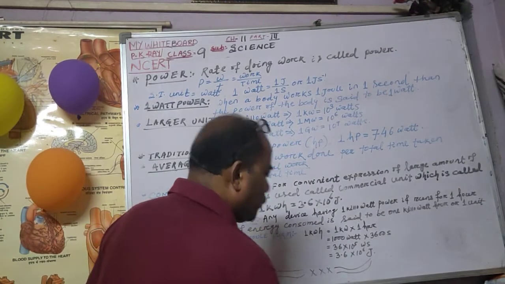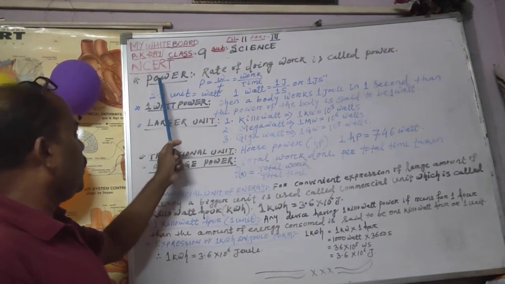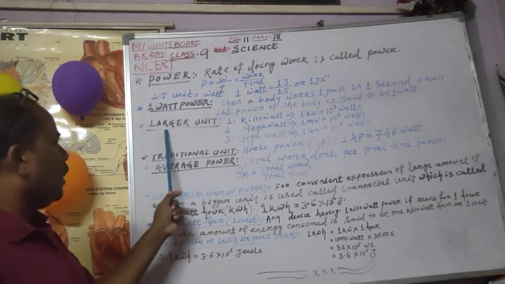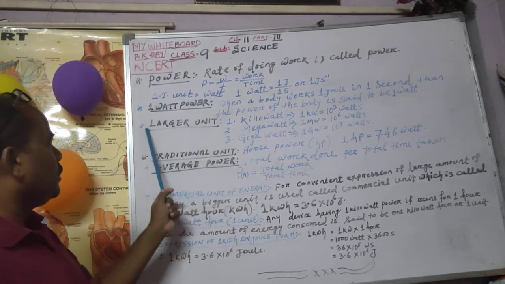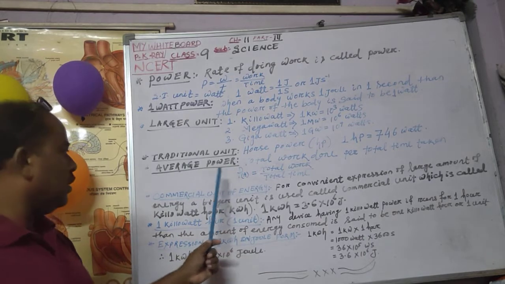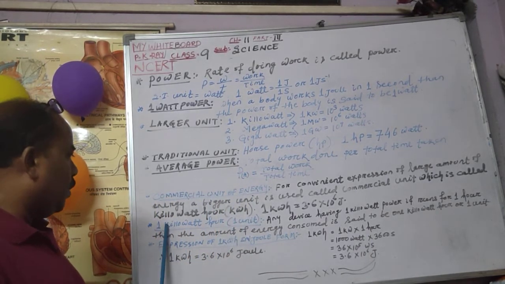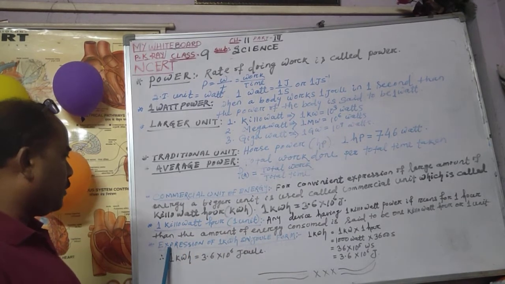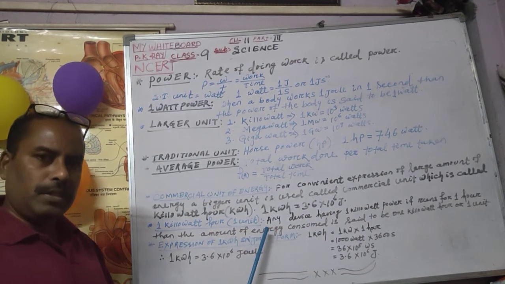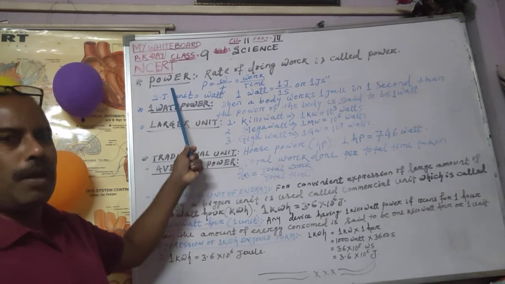So here you see, we will start power. Today we will discuss power, 1 watt of power, the large unit, this is the SI unit, this is the large unit, this is the traditional unit of power, and average power. Then we will discuss the commercial unit of energy, then 1 kilowatt hour, and the expression of 1 kilowatt hour in joules. So that will complete your chapter. So come on, first we have to discuss power.